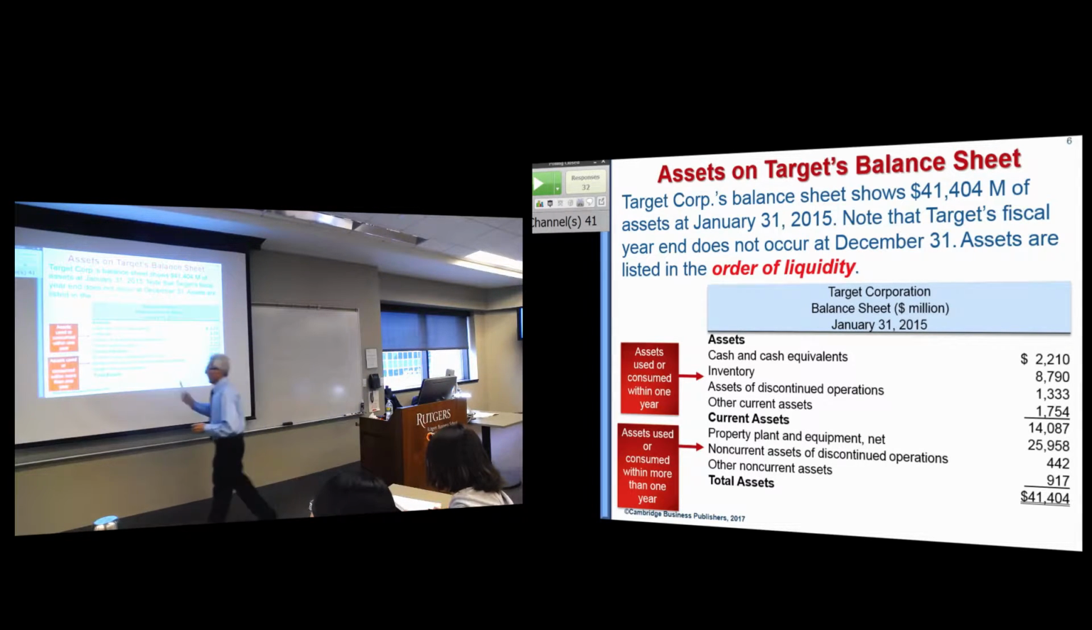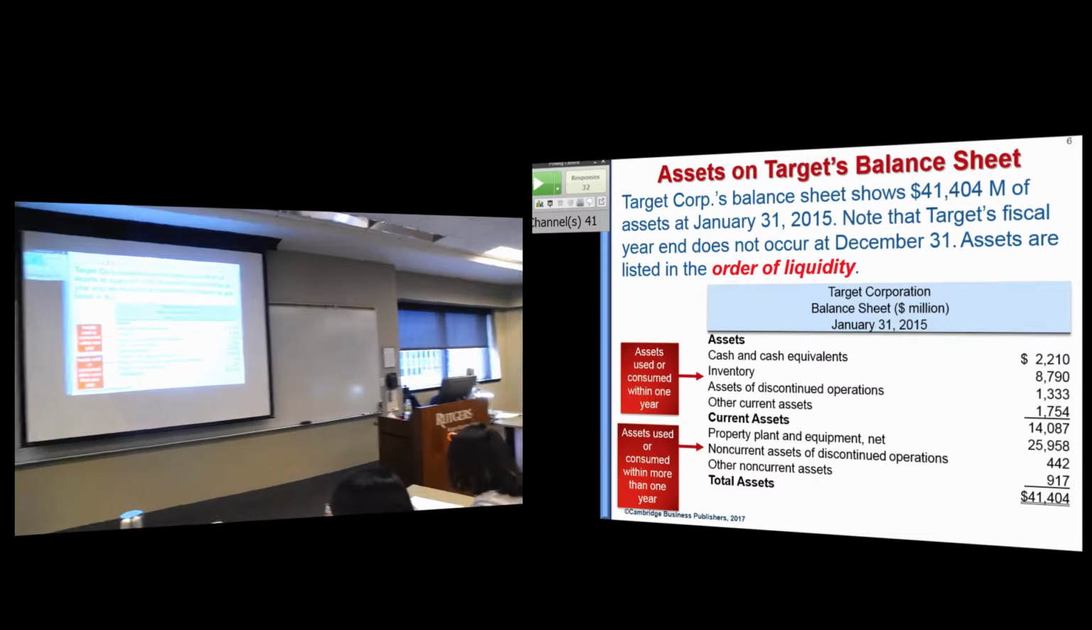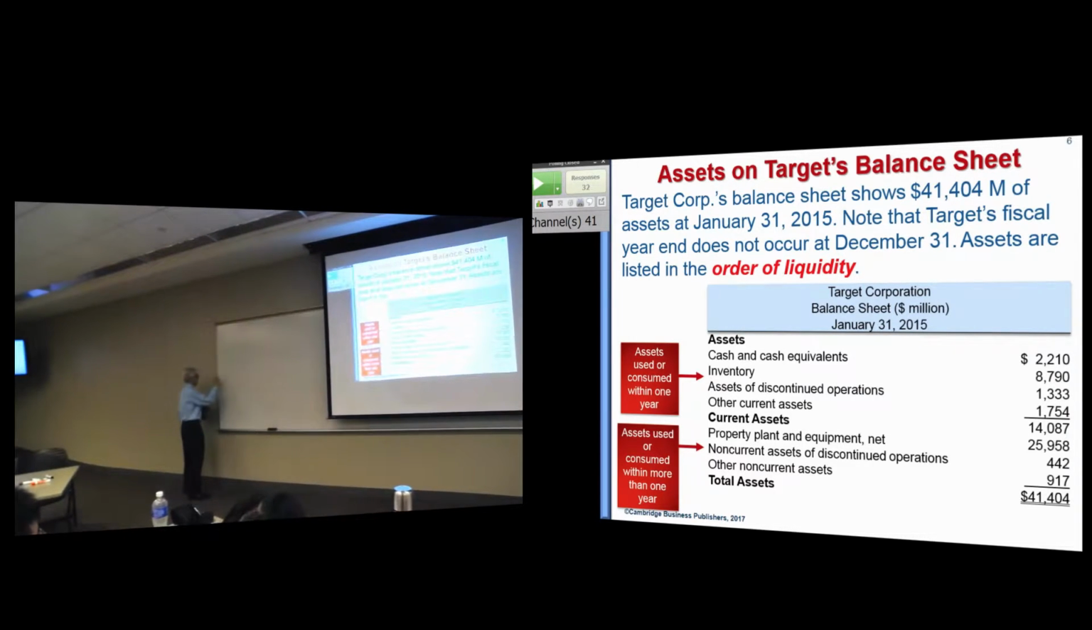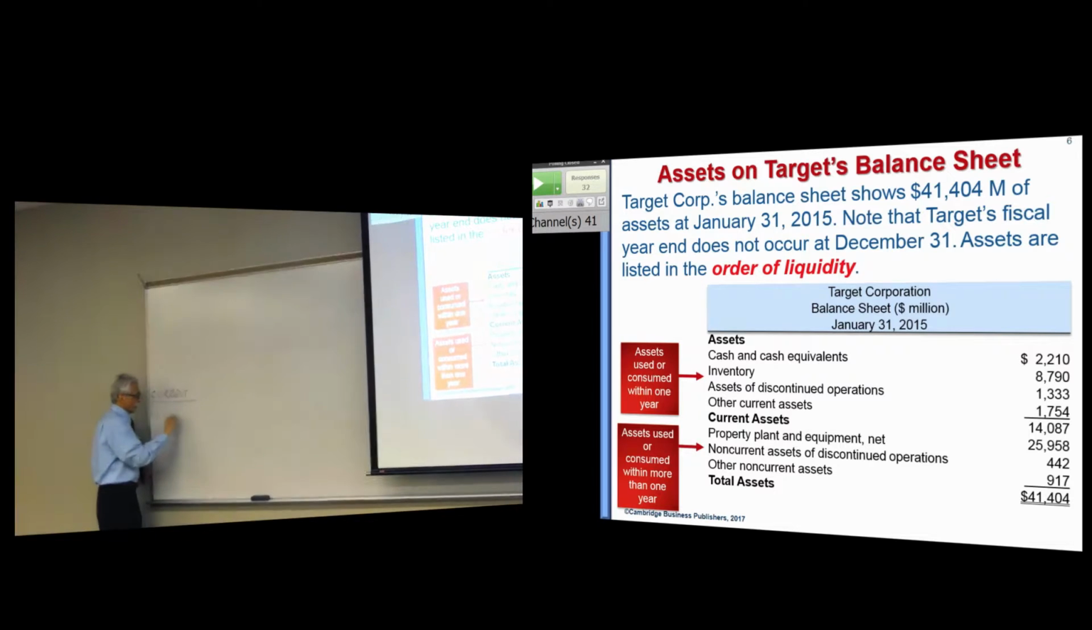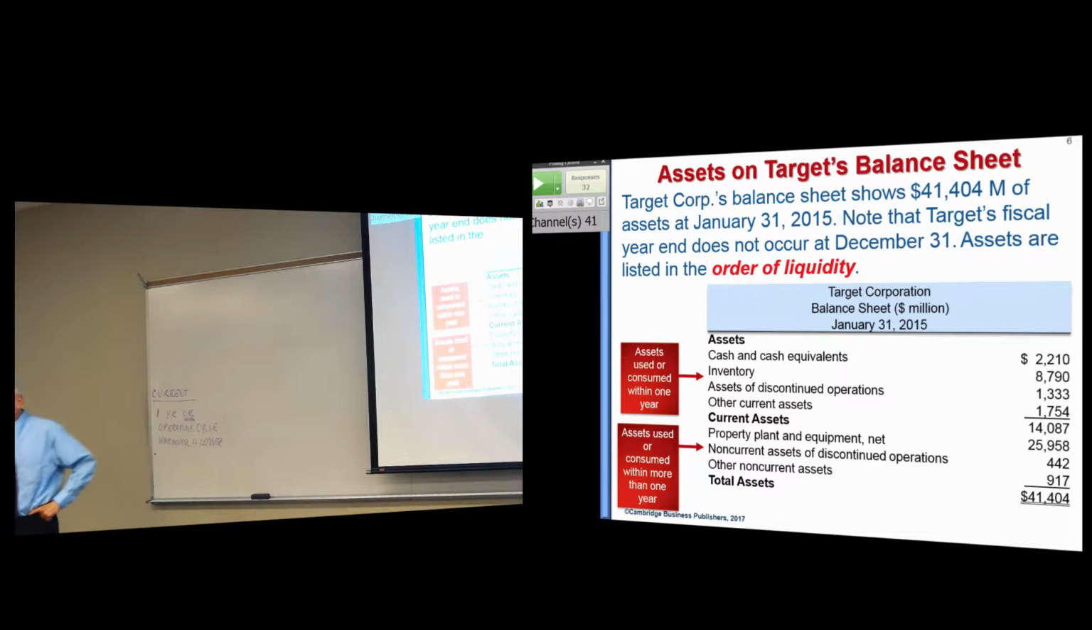So when you define something as current, I'm going to try to put it, I know it's hard with the screen up if you're in the corner, but hopefully you can see this. If it's current, I'm going to try to confine it to this corner. So it's 1 year or operating cycle, whichever is longer.